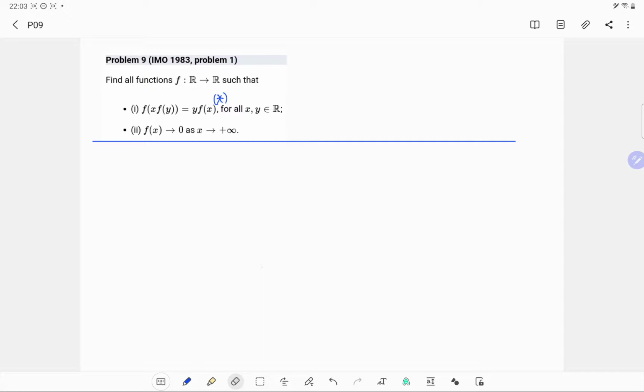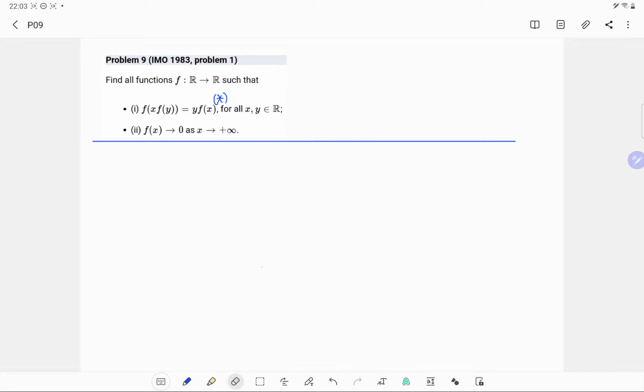And the second condition is that f(x) tends to 0 as x tends to positive infinity. Actually, on the internet, I have seen a solution using the fixed point technique. However, I do not use the fixed point technique, though it is quite interesting in my opinion. Maybe I will record another video to show you the fixed point technique to solve this problem. Anyway, in this video, I'll introduce my approach first.